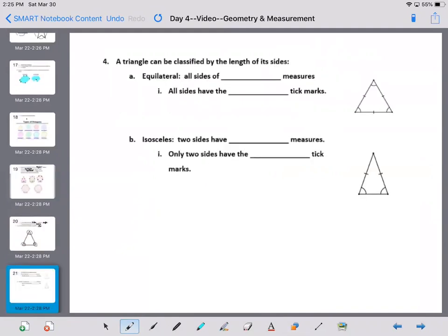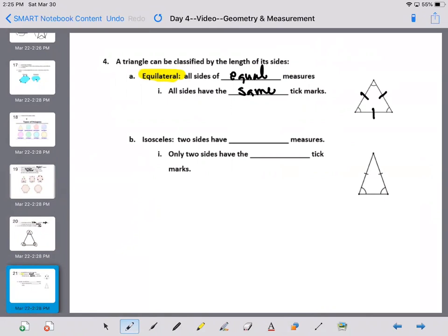Now, a triangle can also be classified by the length of its sides. So notice here you've got a tick mark, tick mark, tick mark. This is why we call it an equilateral. All sides of equal measure, and all sides have the same tick marks.